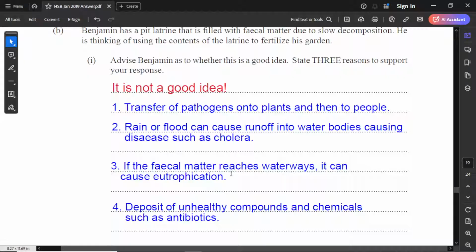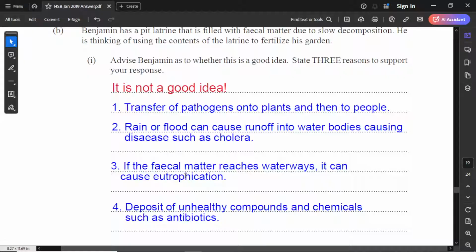All right, again, if you have rain or flood, these can cause water to run off, and that may enter larger bodies of water, causing disease such as cholera. Again, we can have the fecal matter reach waterways, and it can cause eutrophication, as I mentioned earlier, and deposit of unhealthy compounds and chemicals such as antibiotics.